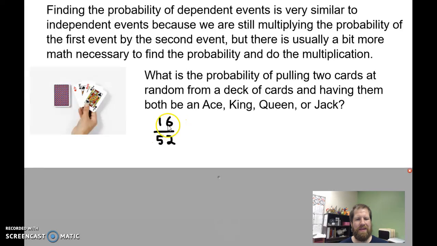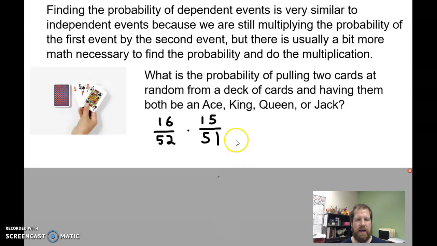Then what we're going to do is look at what changes. Since we're only interested in both of our events happening, we're not going to worry about what would happen if we didn't pick an ace, king, queen, or jack on our first try. We're just looking at, okay, we've picked an ace, king, queen, or jack. Now, what is the probability of our second event? First of all, we have one less ace, king, queen, or jack, so now we're down to 15. But we also have one less card in the deck, so we're down to 51.